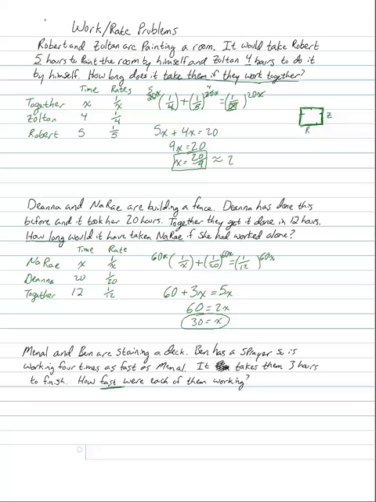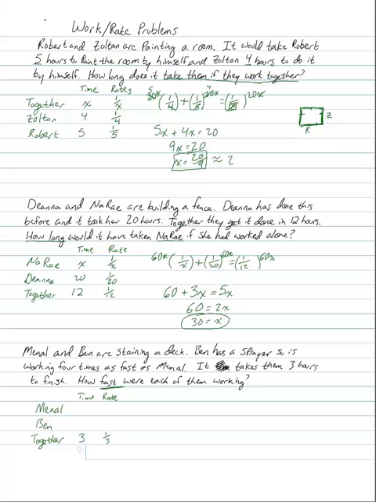Not really much differently. I'm still going to have a Meenal, a Ben, and a together. So time and rate. I just like this little chart. It just makes it easier for me to see sometimes. But time together is 3, so the rate together is 1/3. That was the given, so that was pretty easy. I'm looking for how fast each of them are working. So I'm saying, okay, do I know anything about the time of each of them?